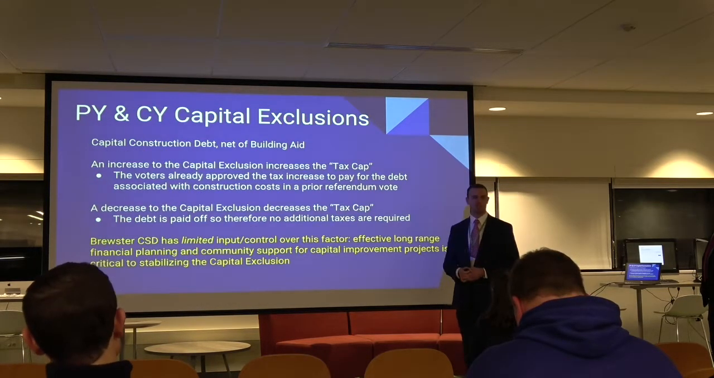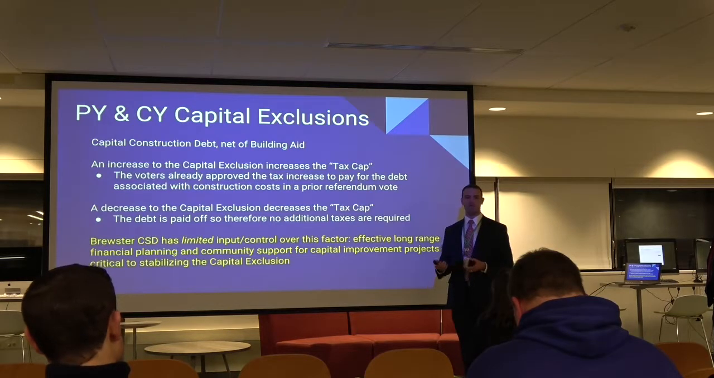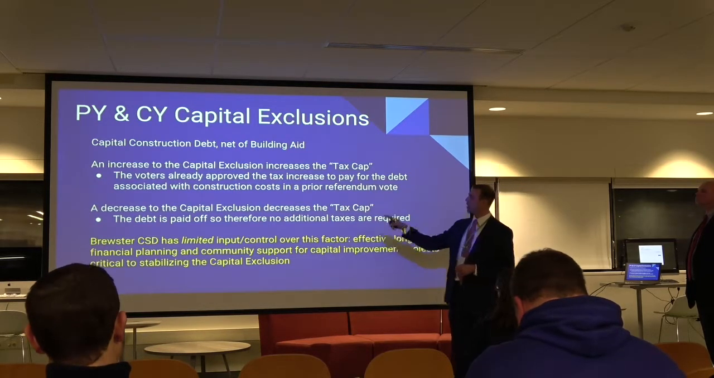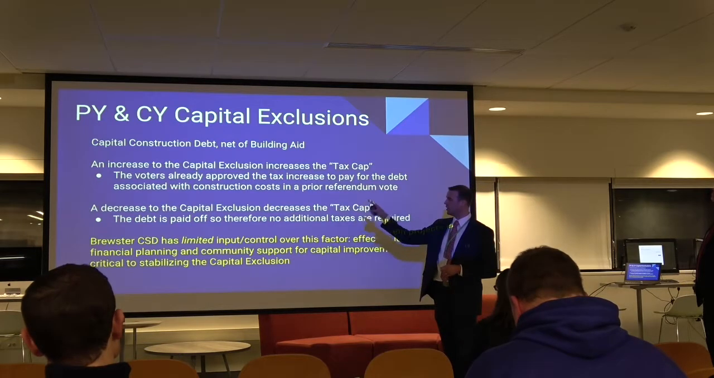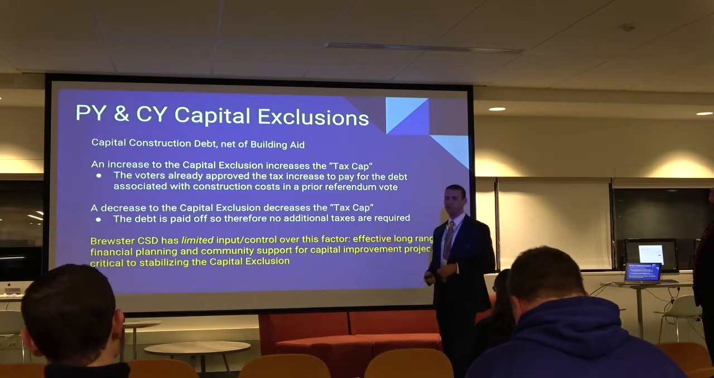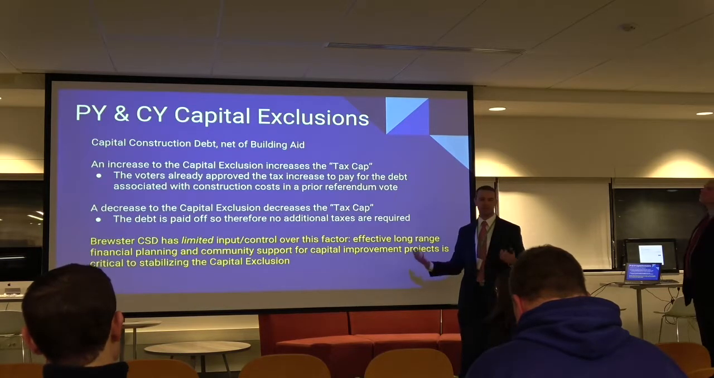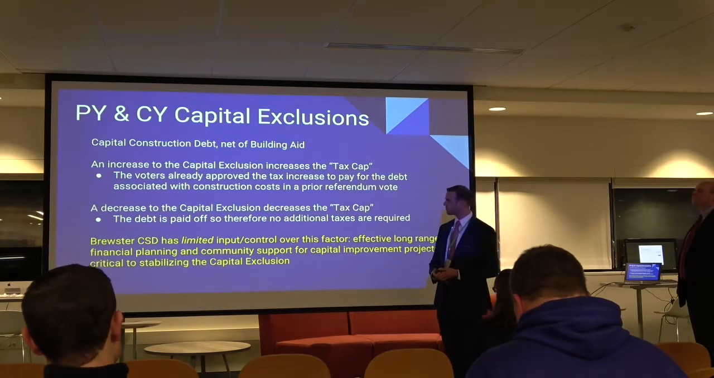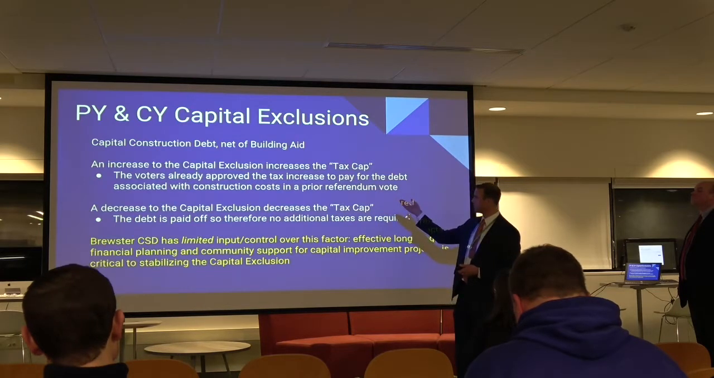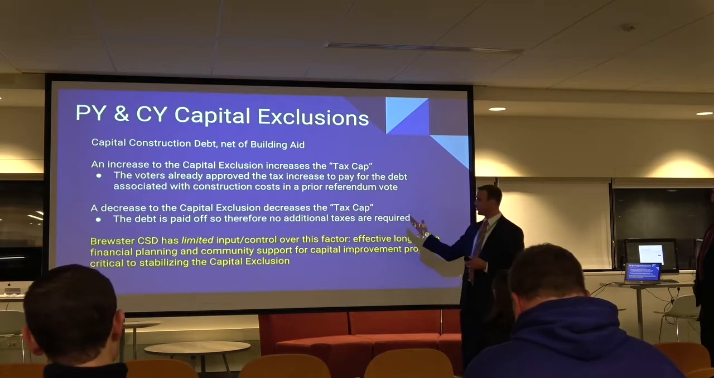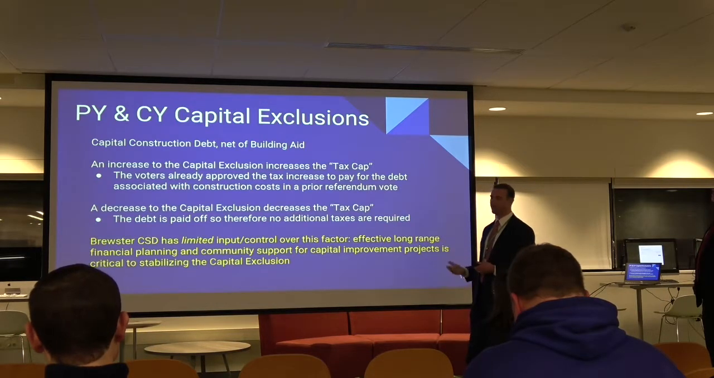So capital exclusions is where the debt of the district comes into play. The capital exclusion is calculated based on the construction debt net of building aid. Again, we receive building aid, which is an offset of our debt, and that's the function of building aid. So an increase in the capital exclusion increases the tax cap. And the reason for this is because the voters already approved the increase through a separate referendum vote.